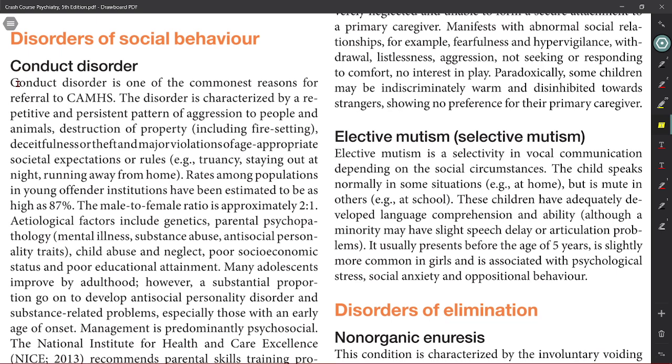The disorder is characterized by a repetitive and persistent pattern of aggression to people and animals, destruction of property, including fire-setting, deceitfulness or theft, and major violations of age-appropriate societal expectations or rules, like truancy, staying out at night, running away from home. Rates among populations in young offenders institutions have been estimated to be as high as 87%.